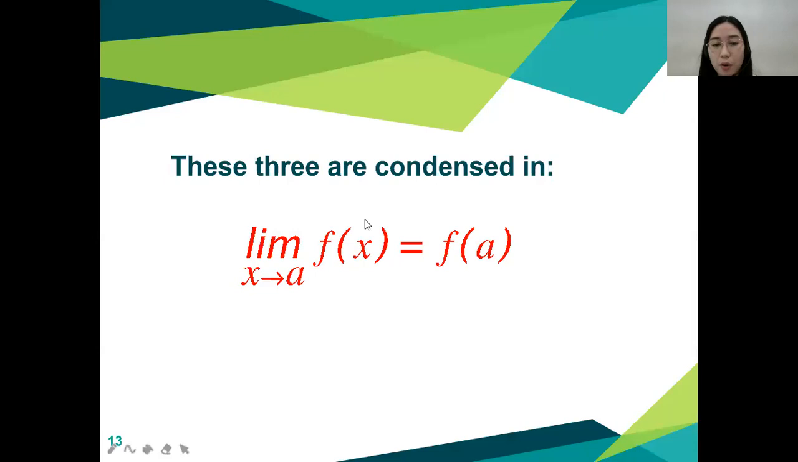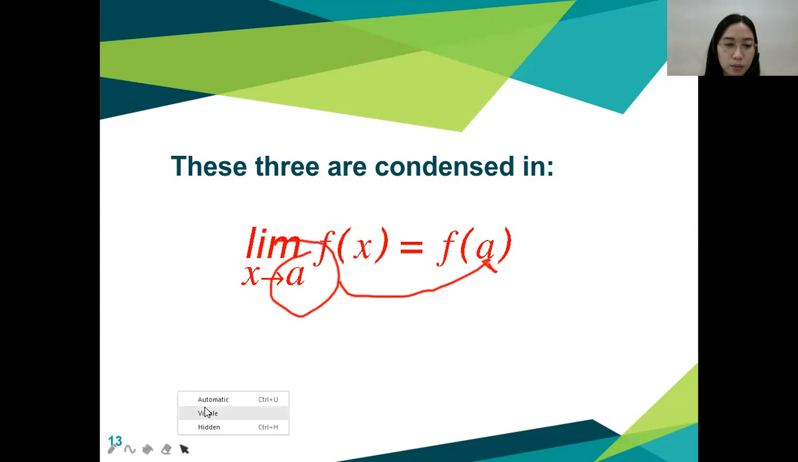So mao ni ato ang gi-describe last topic, but we used L here instead of f of a. So dumduman nato, same ra ni siyang thought last meeting when we discussed about limits, but instead of using L, we used f of a. Since ang atong operation when we are solving limits is atong i-substitute ang value diin mo-approach ang x, di ba? Kini siya, we are substituting the value of that, no? Okay?